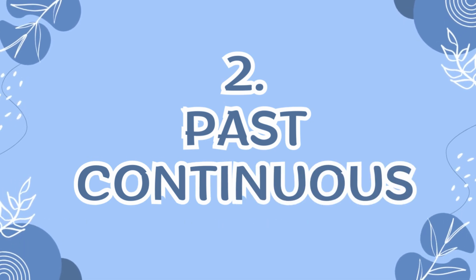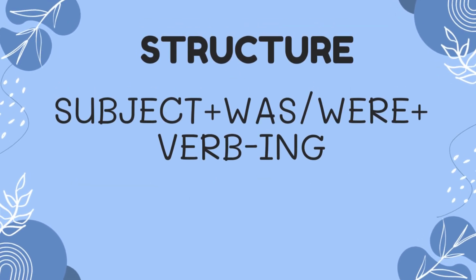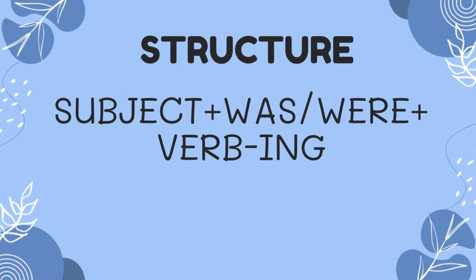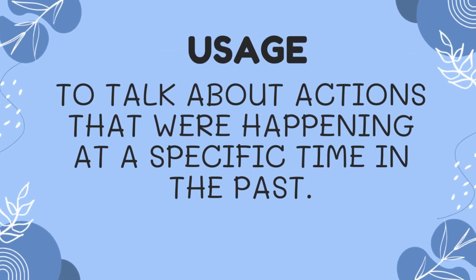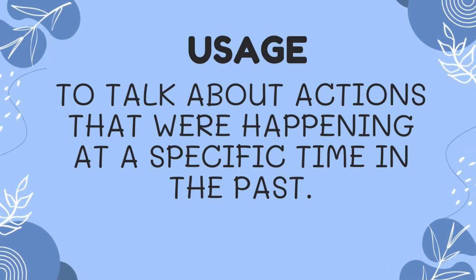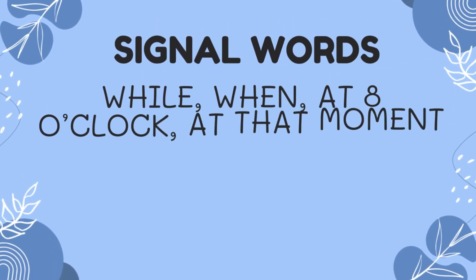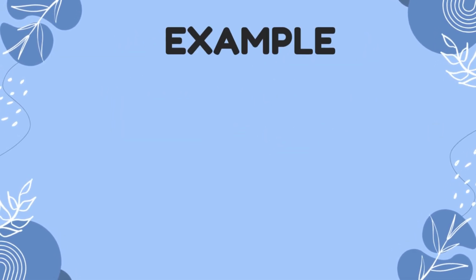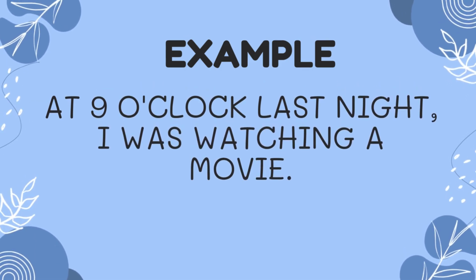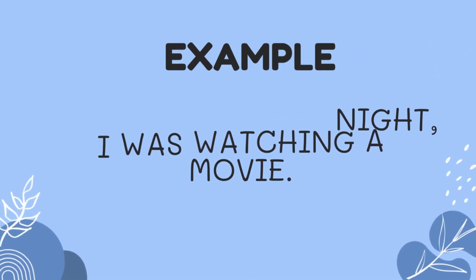Secondly, the past continuous tense. Structure: subject plus was or were plus verb-ing. Usage: we use past continuous to talk about actions that were happening at a specific time in the past. Signal words: while, when, at 8 o'clock, at that moment. Example: at 9 o'clock last night, I was watching a movie.